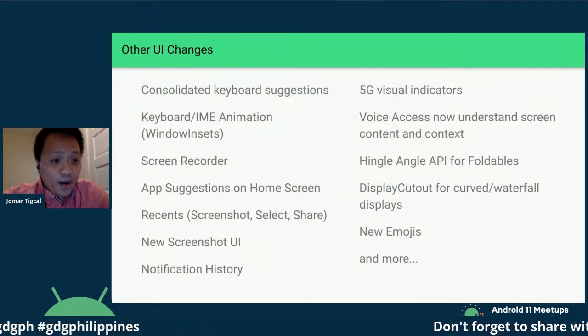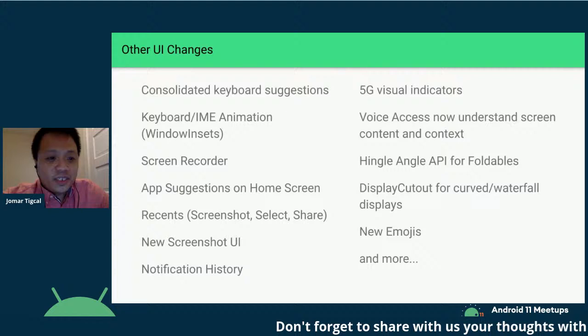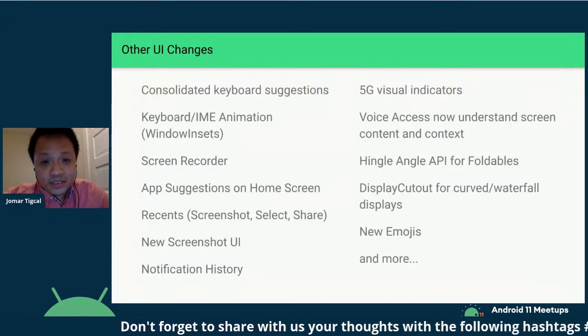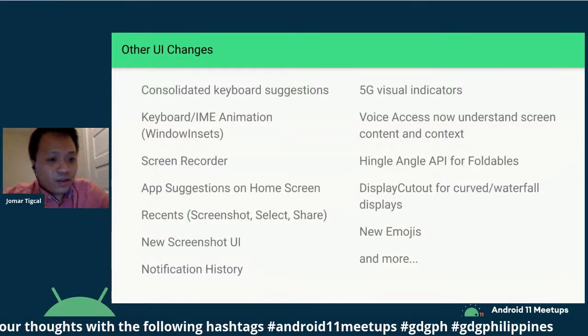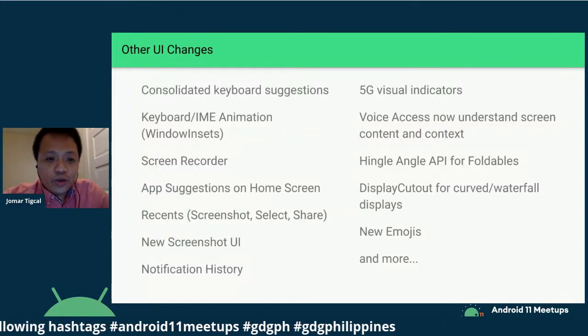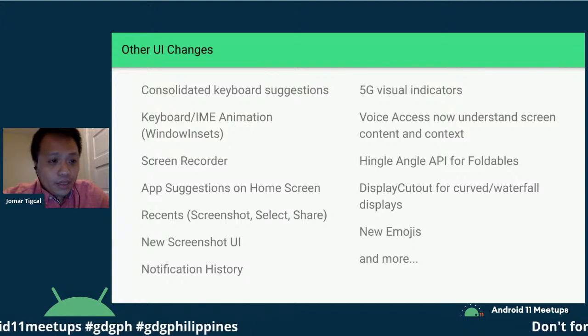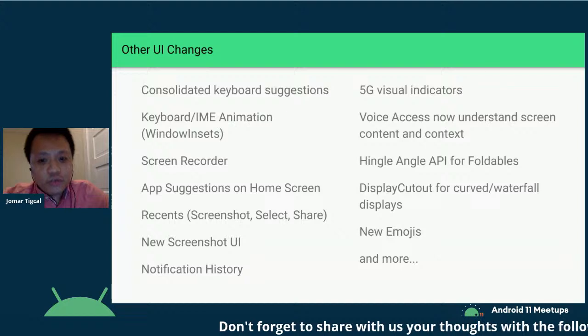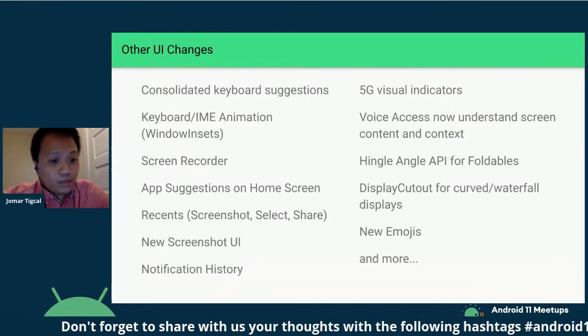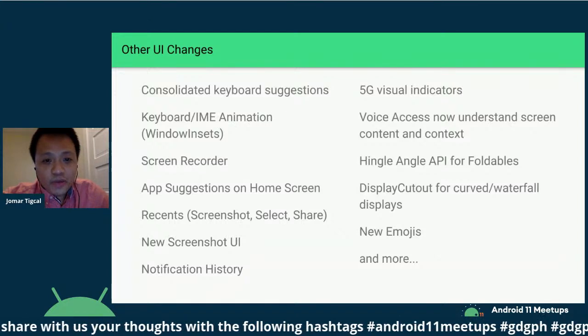Android 11 has a lot of different UI changes. It's going to take a lot of time if we discuss everything. There's a screen recorder, and the keyboard animation, so you can animate when the keyboard appears or disappears. There are going to be suggestions for the keyboards, and a new screenshot UI when you're taking a screenshot.